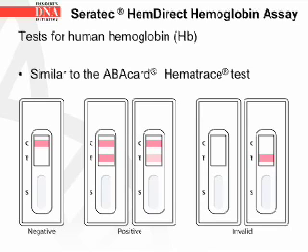The Serotek HemeDirect hemoglobin assay also tests for human hemoglobin. It is similar to the ABA card Hemotrace test. A negative is seen by a single line in the C zone. A positive is 2 lines, one in the C zone and one in the T zone, and an invalid result will be no lines in either of the zones or a line only in the T zone.